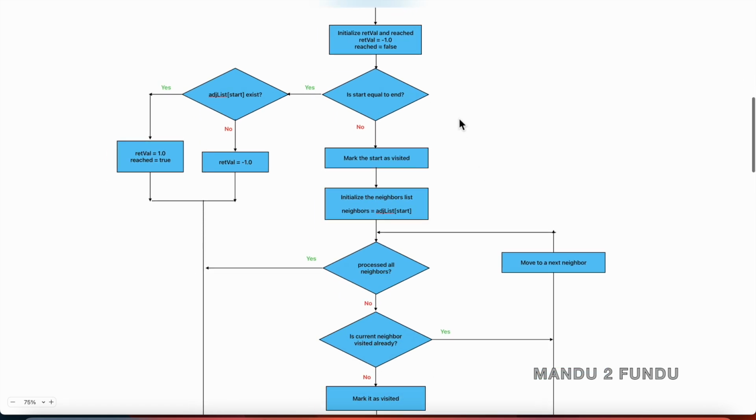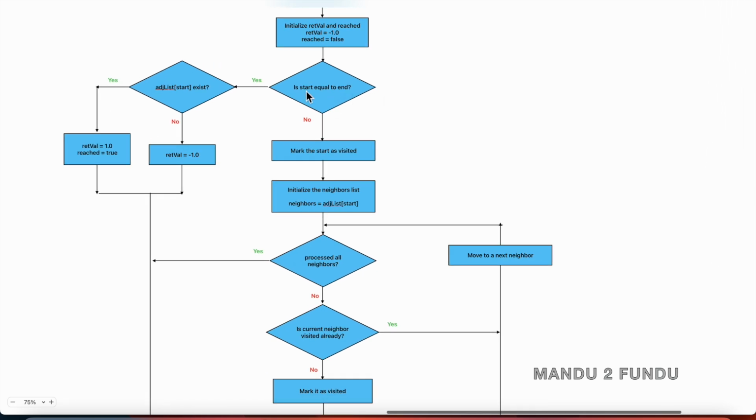Okay, so first thing we check is whether the start vertex and the end vertex are same. Okay, if that is true, we check whether the start vertex is present in the adjacency list. If they are present, we have to return the value 1.0, and we set the value of the reached to true. Otherwise we have to return the value -1 as the result for that query.